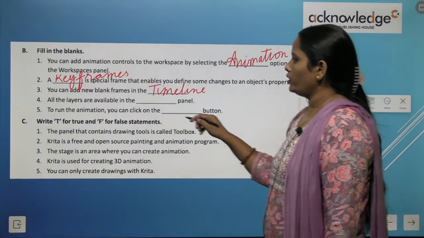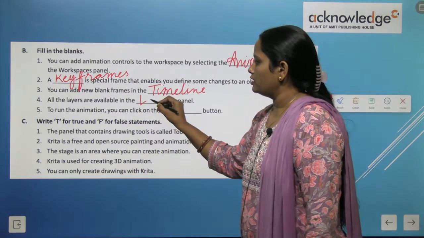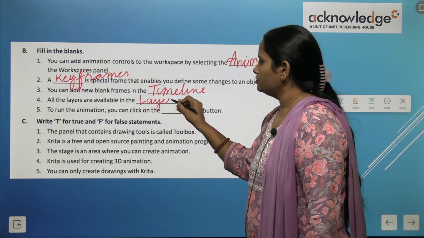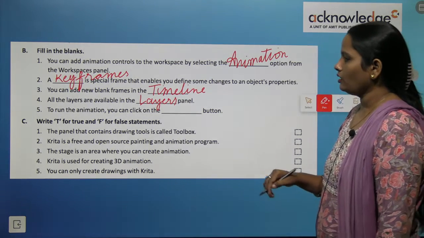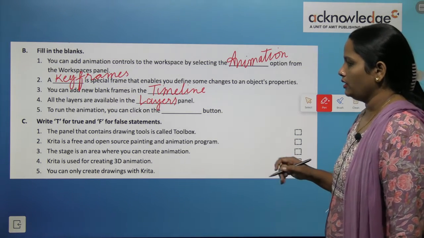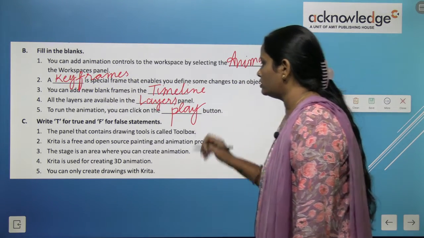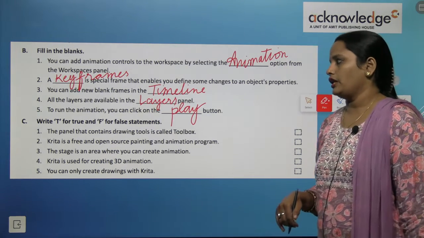Next, fourth one is all the layers are available in the layers panel. To run the animation, you can click on the play button. So after completing the animation, we have to click here on the play button to run the animation.